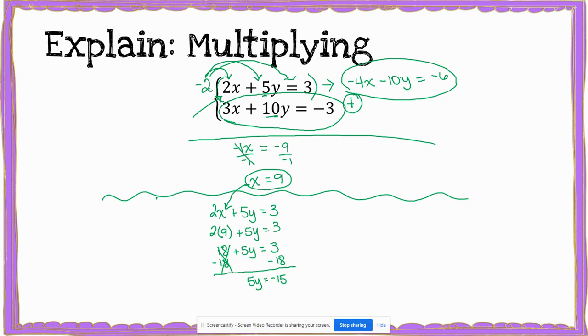Now I need to get y by itself still, so I need to divide by 5 on both sides of the equation. These will cancel to leave us with y equals, and negative 15 divided by positive 5 is negative 3. So my y value is negative 3 when my x value is 9. So I need to make sure I write it as x first, y second.